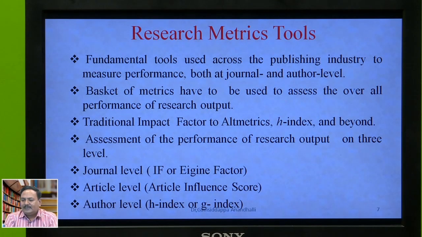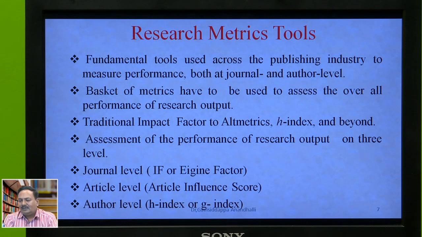Therefore, these metrics are the fundamental tools we use across the publishing industry to measure the performance of the literature, both at the journal level and at the article level. So, a range of metrics, or a basket of metrics, has to be used to assess the overall performance of the research output, either at the individual level by a given author, or a given country, or a given institution.